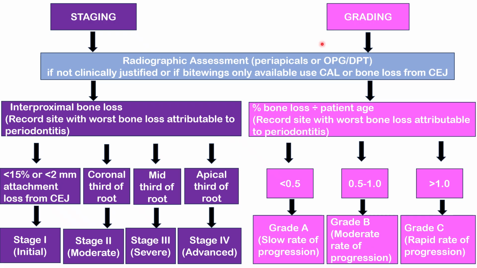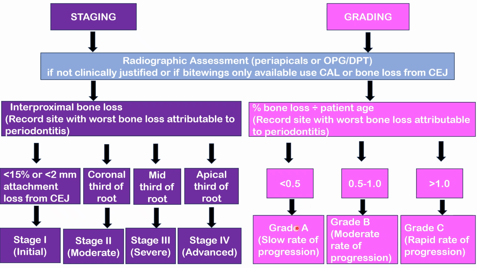Let's talk about the grading of periodontitis. Grading tells us about how fast the periodontitis is progressing. It is calculated by the percentage of bone loss by the patient's age. In this also we record the site with the worst bone loss caused by periodontitis. In grading we have three grades.